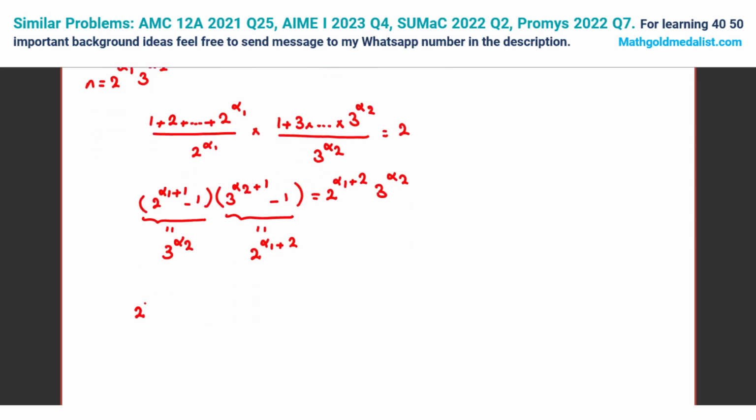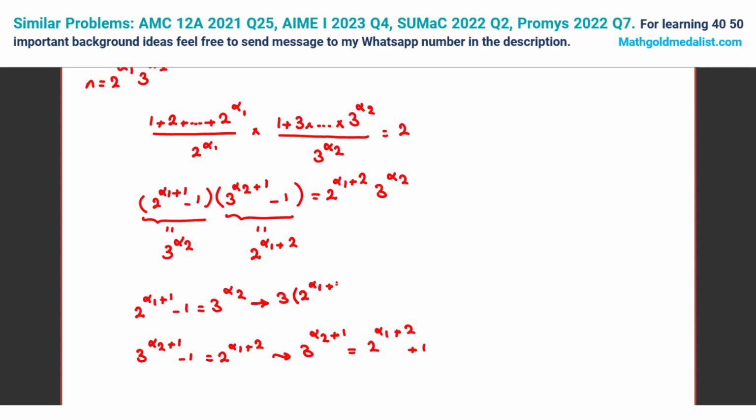Now, 2 to the alpha 1 plus 1 minus 1 is 3 to the alpha 2, and 3 to the alpha 2 plus 1 minus 1 is 2 to the alpha 1 plus 2. So we can say from here, 3 to the alpha 2 plus 1 is 2 to the alpha 1 plus 2 plus 1. If we combine these two things, 3 to the 2 alpha 1 plus 1 minus 1 is 3 to the alpha 2 plus 1, and 3 to the alpha 2 plus 1 is 2 to the alpha 1 plus 2 plus 1.